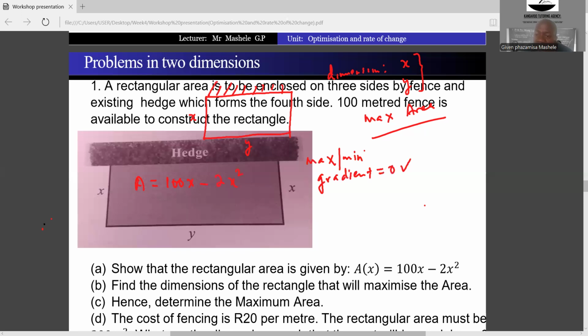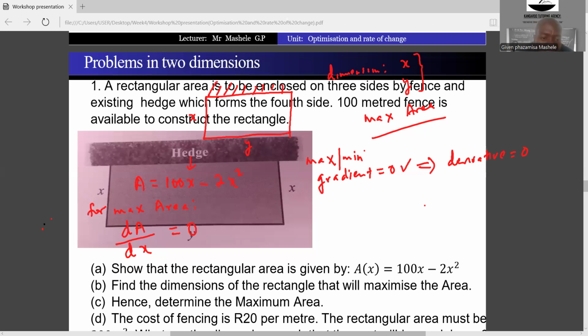And since the gradient is 0 under calculus, a gradient function is regarded as f prime x, a derivative. The derivative should be 0. So it means for maximum area, the derivative of an area with respect to its variable x should always be equal to 0. Why? Because at the maximum or at the minimum, the gradient is always 0. So this is what you must always do.